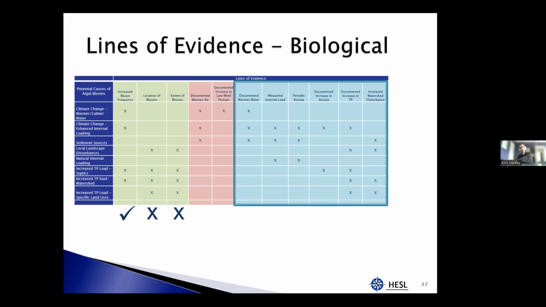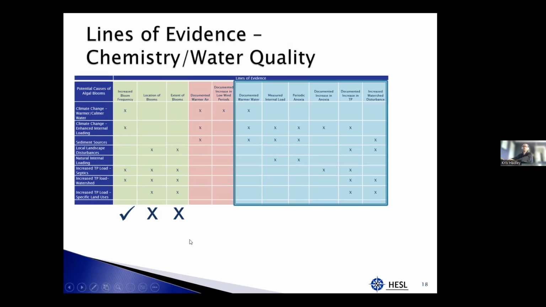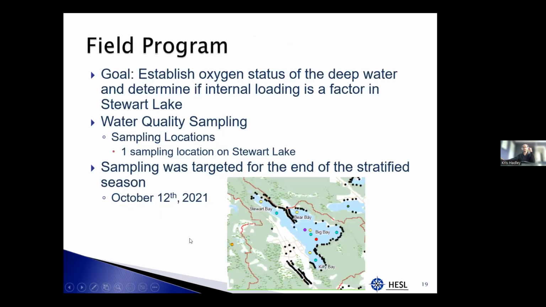So I'll move on to the chemistry side of things now, and start with the field program. The map at the bottom here shows the monitoring sites on Stewart Lake from all of the monitoring programs that we received data from. The yellow points are the Lake Association's bay monitoring sites from the annual reports. So Kilty Bay, one in Big Bay, one in Bear Bay, one in Stewart Bay.